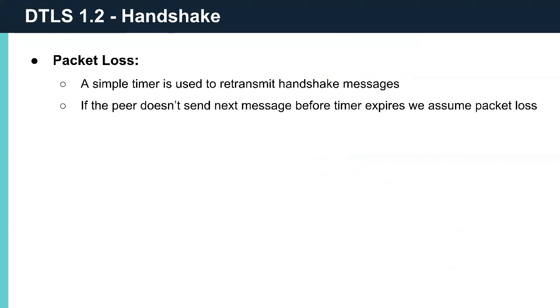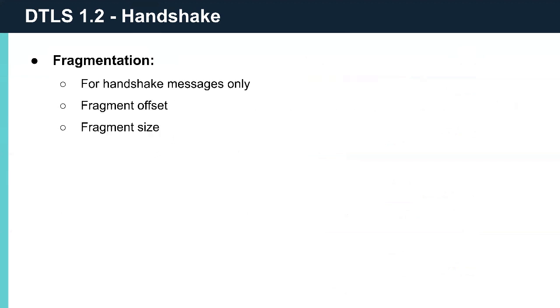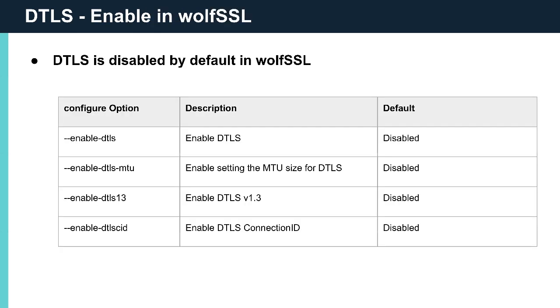For packet loss, a simple timer is used to retransmit handshake messages. If the peer doesn't send a message before the timer expires, we assume that packet's been lost. After the handshake, the protocol can tolerate dropped packets okay. You're not losing any security through the missing packets, you might just be missing application data. Fragmentation happens for the handshake messages only. There's a fragmentation offset and a fragment size that's used internally.